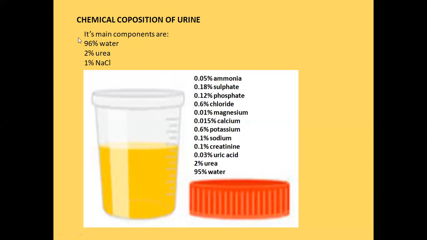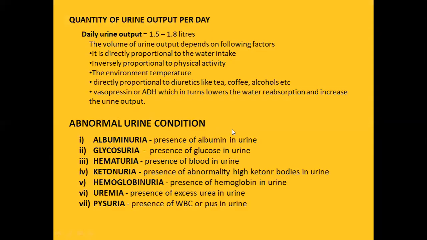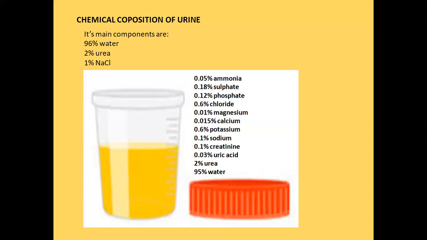Its main components are 96% of water, 2% of urea, 1% of NaCl, 0.5% of ammonia, 0.18% sulfate, 0.12% of phosphate, 0.6% of chloride, 0.4% of magnesium, 0.01% of calcium, 0.6% of potassium, 0.1% of sodium, 0.1% of creatinine, 0.03% of uric acid.